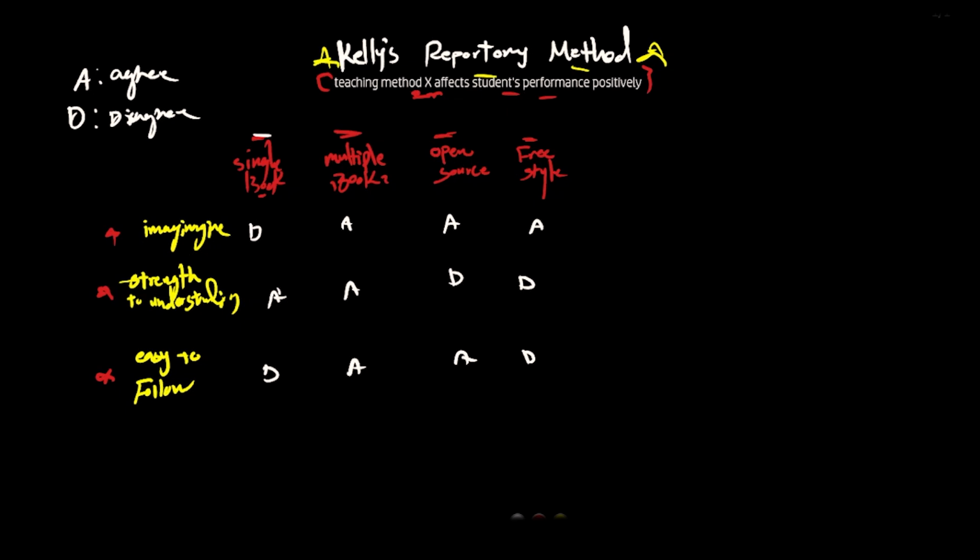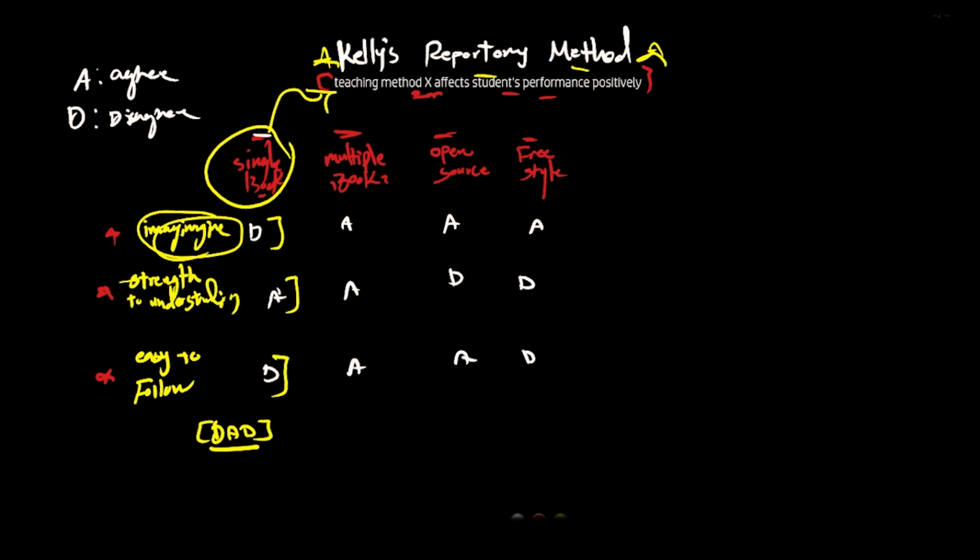And the participant sees the imaginative part as not implied in a single book. They disagree with that. They agree that you can strengthen your understanding, but they don't think it is easy to follow. This is a very important vector that I've got, which represents the image of a single book, which is actually a main characteristic of this teaching method.